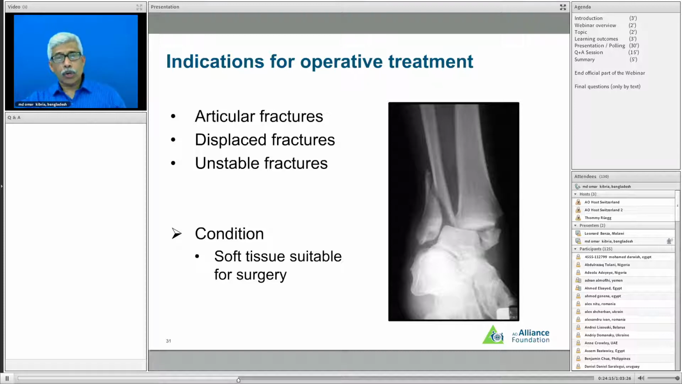So, indications for operative treatment. Once we have discussed the non-operative ones, now we will tell you certain situations when you have to go for operative treatment. The articular fractures, when the fracture line has involved the articular margins, when there are displacements and unstable fractures. But the soft tissue condition must be suitable for surgery. That is the key guide. Unless the soft tissue is suitable, you cannot take him for surgery.